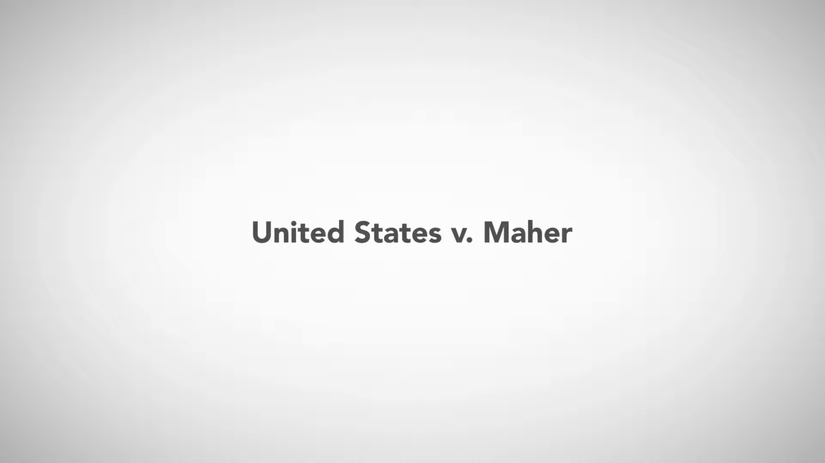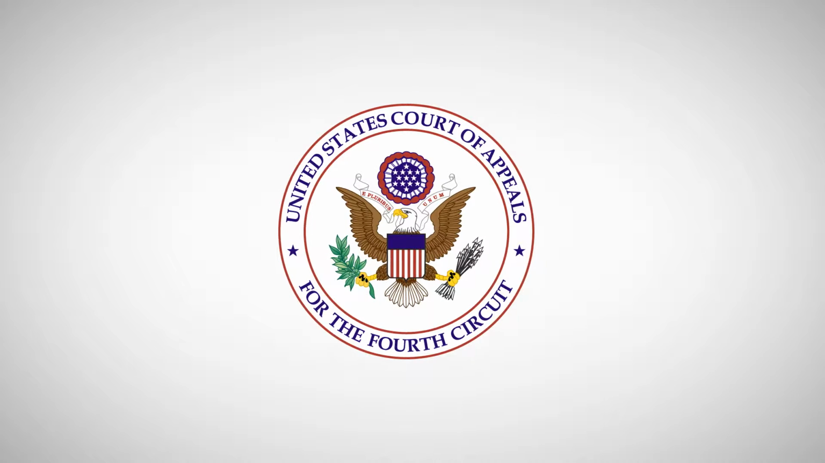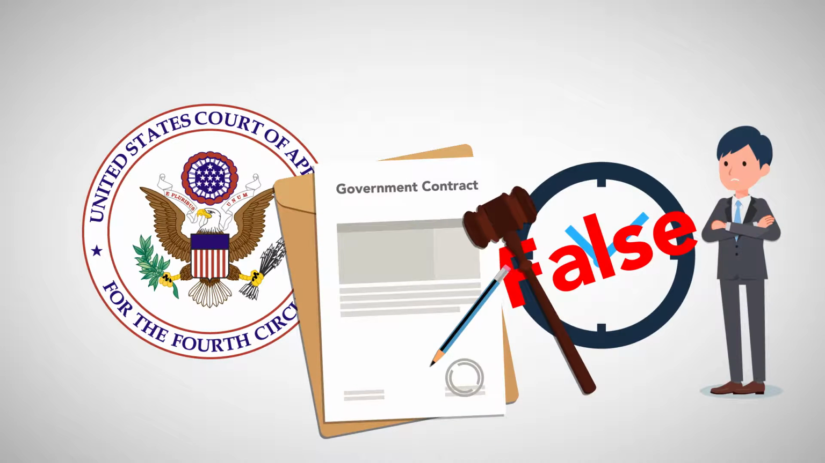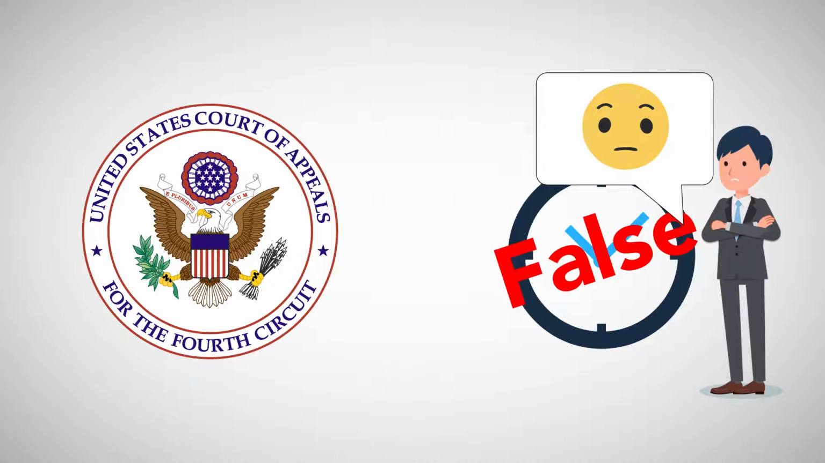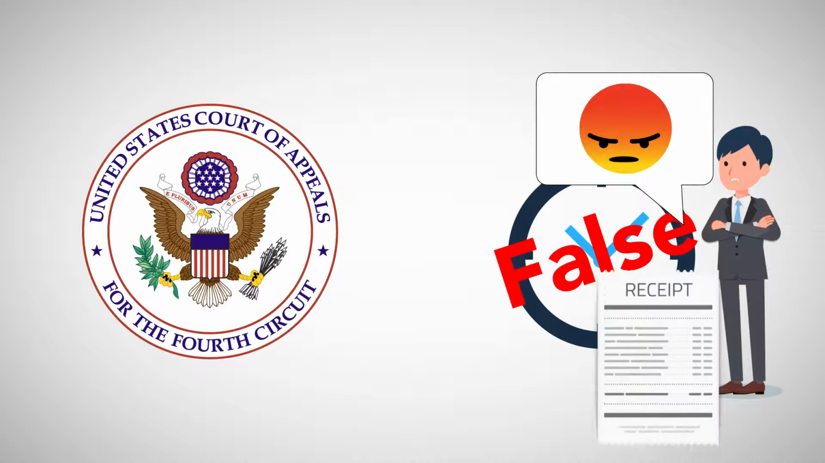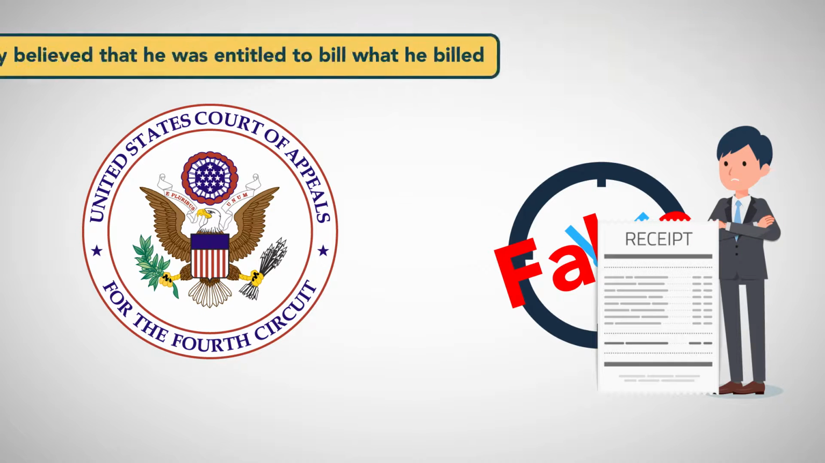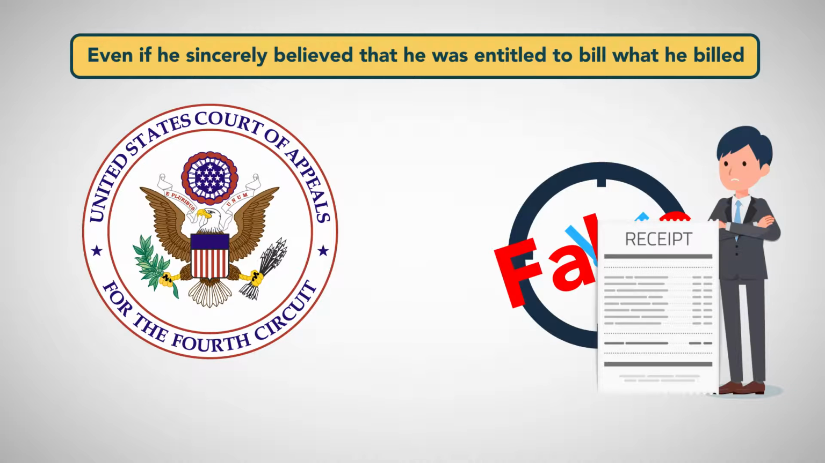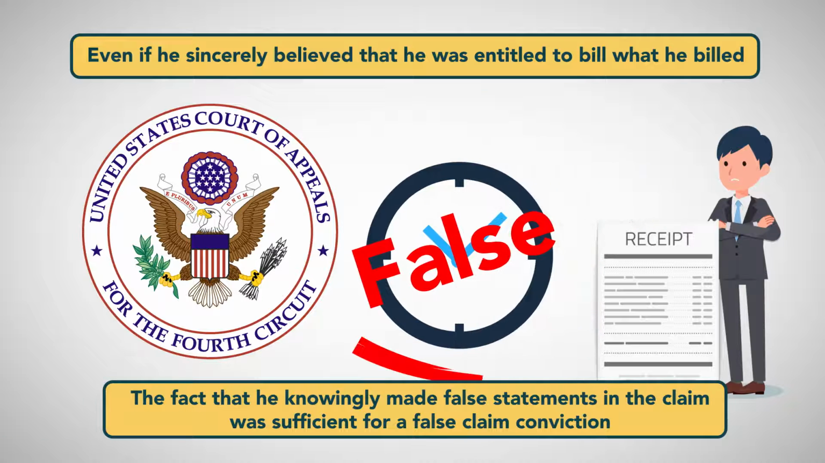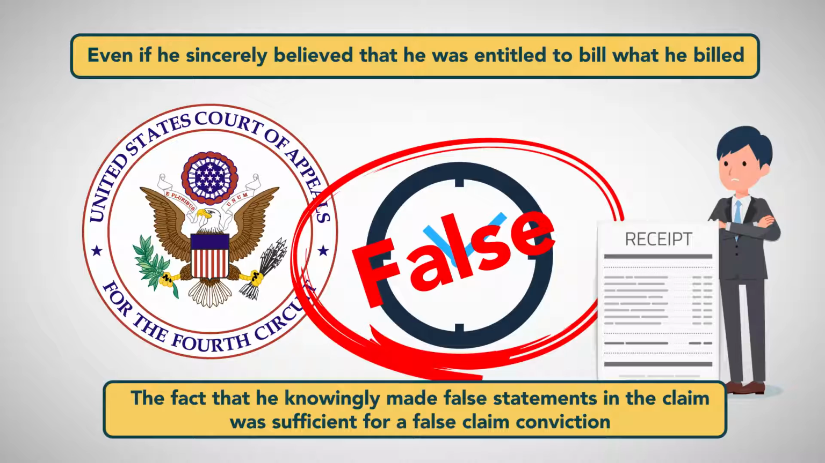In United States v. Maher, the Fourth Circuit sustained a conviction for providing false hours worked on a government contract. The defendant admitted to falsifying the number of hours, but claimed that he was entitled to the same level of compensation for other reasons. Even granting the premise that the defendant sincerely believed that his overall bills to the government were appropriate, the court ruled that the false claim statute does not require an intent to defraud. Even if he sincerely believed that he was entitled to bill what he billed, that he knowingly made false statements in the claim, the number of hours worked, was sufficient for a false claims conviction.